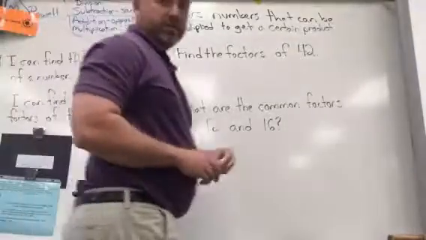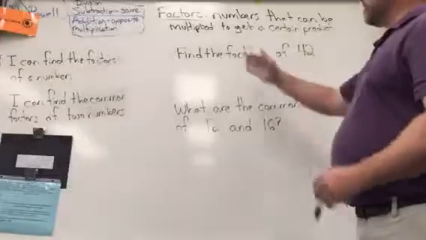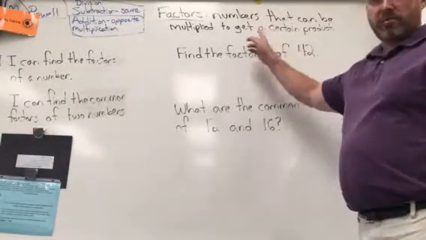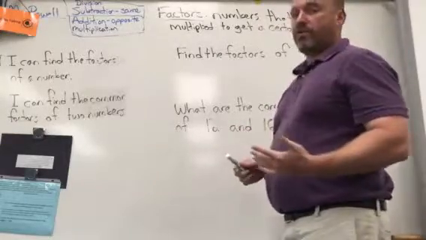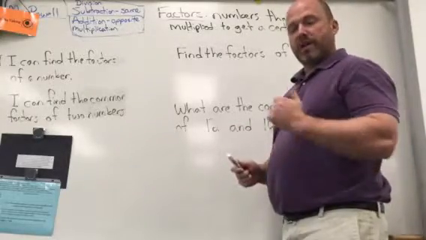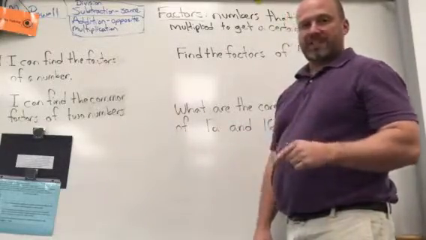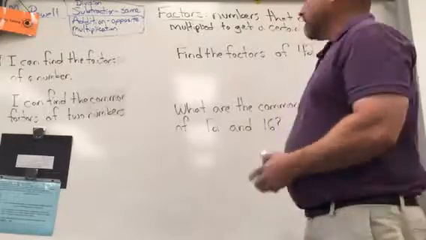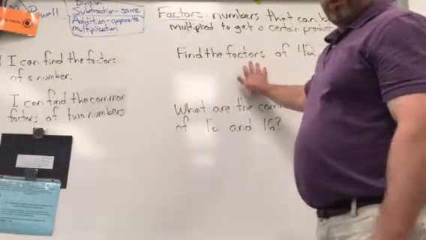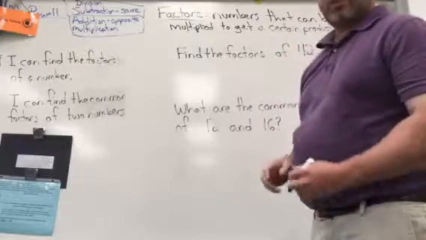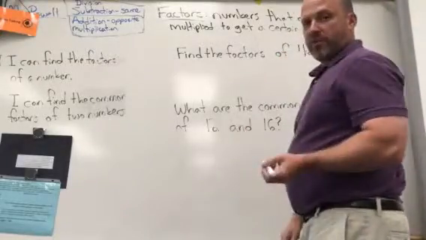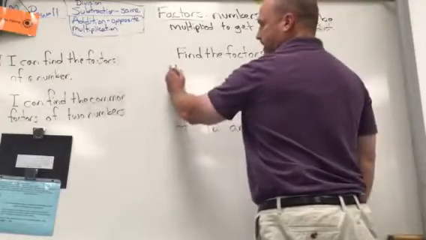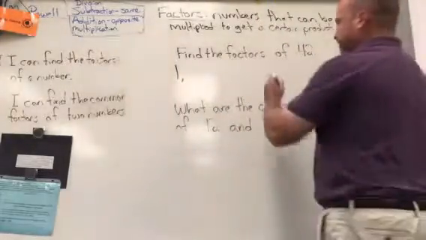All right, factors. A factor is a number that can be multiplied to get a certain product. What this means is that factors of 12 would be 1 and 12 because you can multiply 1 times 12, or 2 and 6 because you can multiply 2 times 6. So we're going to do the factors of 42. This is how I taught the kids to do this so that they don't miss any. First of all, every number has a factor of 1 and that same number.